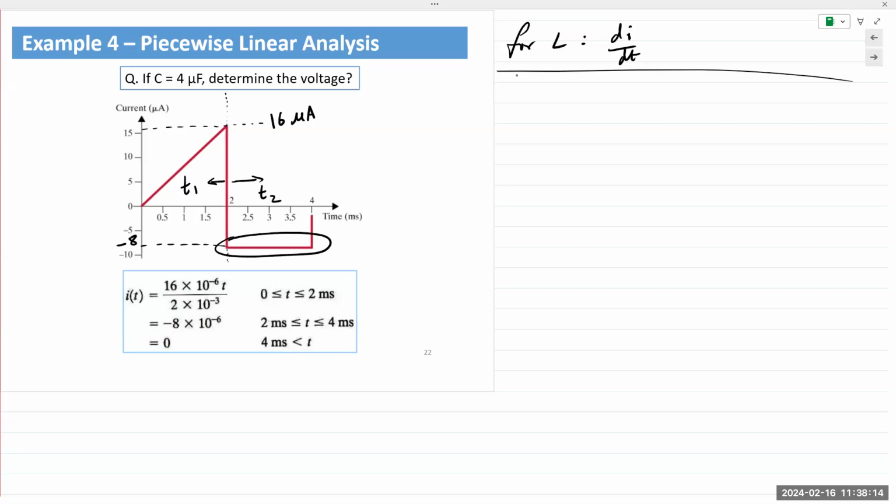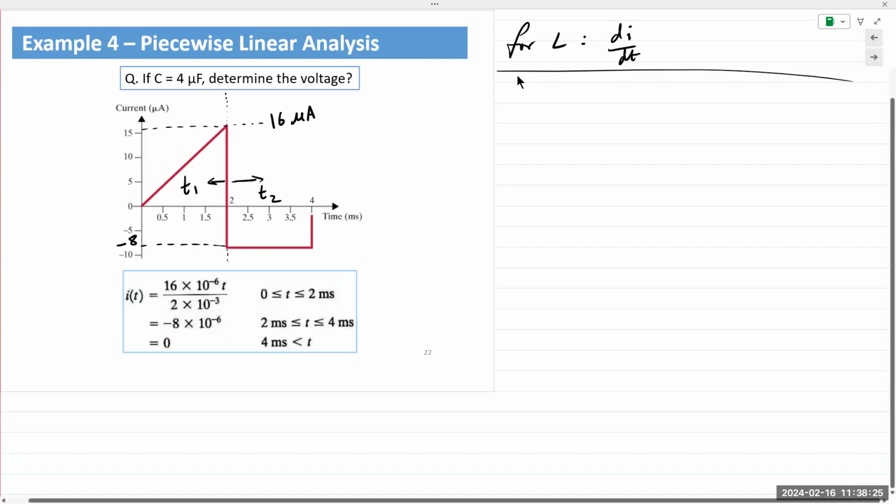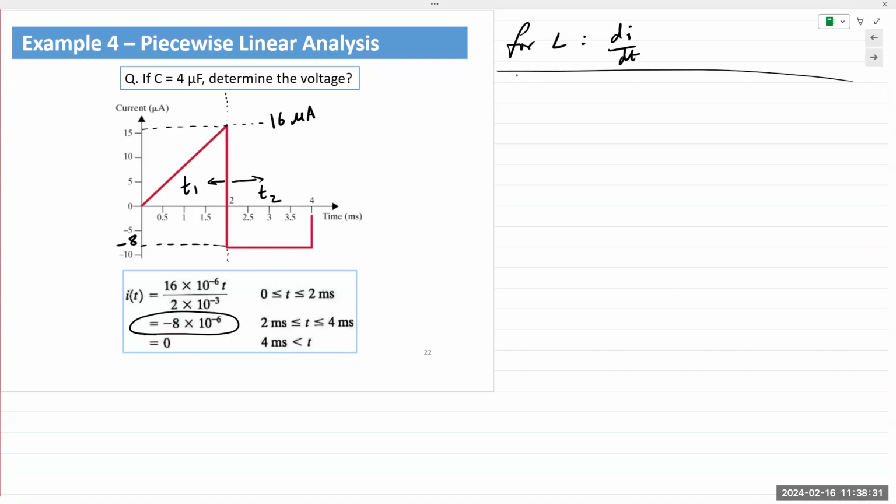It's not a function of time. It does not change its value with respect to time. It's a constant. So I can simply write it is 8 microamps. Constant, does not change with respect to time. So for T2, I is -8 microamps. That's it.